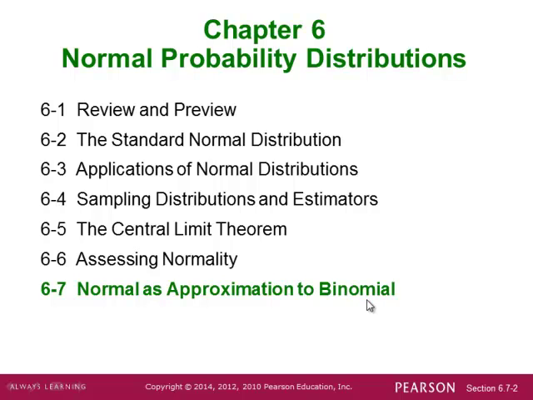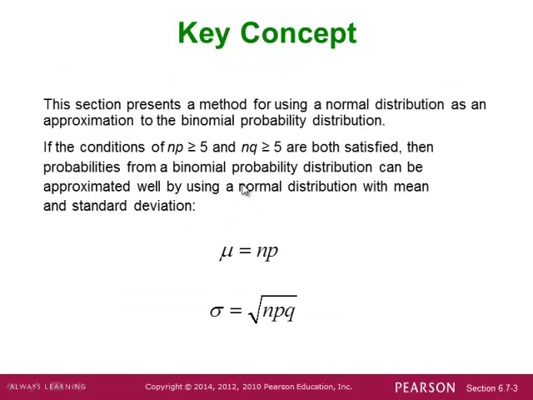Now we will talk about using the normal probability distribution, which is a continuous distribution, as a way of approximating the binomial. We already had the discussion of using the Poisson distribution to approximate the binomial. The Poisson is some other discrete distribution. Normal is continuous. And this actually will turn out to be pretty easy, as I shall show you. So we're going to see how this method for using a normal distribution as an approximation to a binomial probability distribution is done.